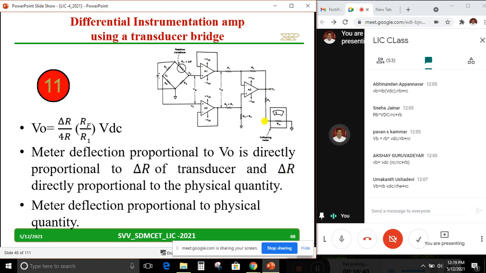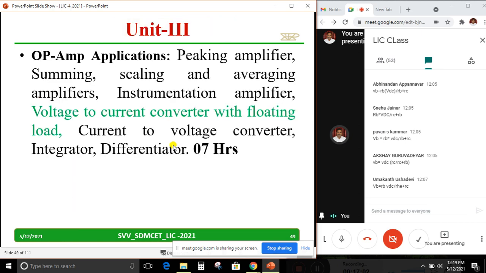And this is a basic concept used in most of the meter deflection. We say it is measuring temperature, but actually it is measuring a voltage or current, but indirectly it is measuring the temperature or some physical quantity. All meters will be like that only. We convert into an electrical quantity, then we do the measurement of that electrical quantity. We say we are measuring that non-electrical quantity.